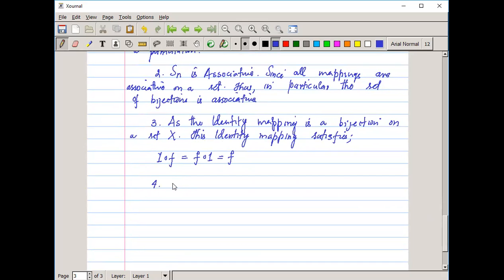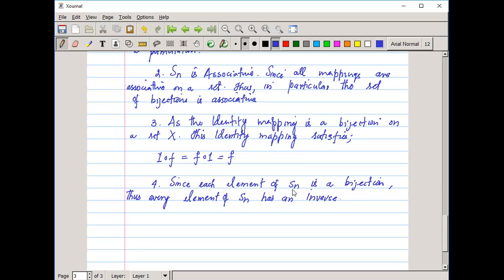Now the fourth conclusion is each element of Sn has an inverse. And the conclusion follows from this fact: since each element of Sn is a bijection, and we know that a function has an inverse if and only if it is both 1-1 and onto. Now since each element of Sn is a bijection, thus every element of Sn has an inverse.